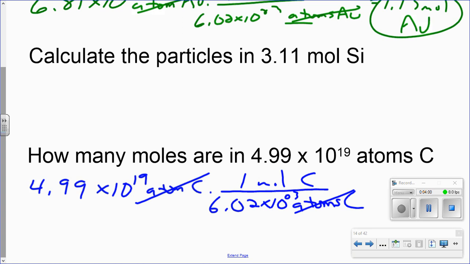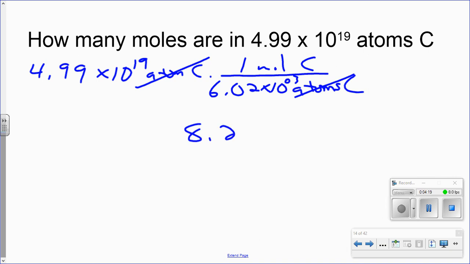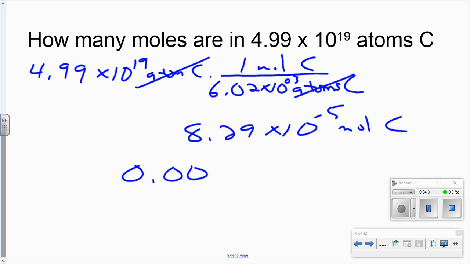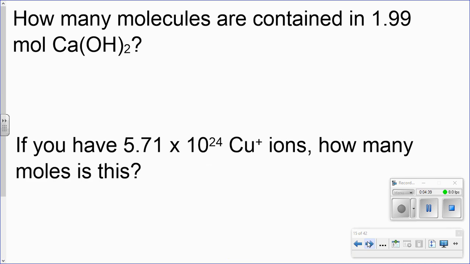Okay? So again, let's work with our calculator. 4.99, second function, EE, you just press it once. I know I say EE, that's the name of the button. 19, divided by 6.02, second function, EE, 23. Press equals, and you end up with a very small number, 8.29 times 10 to the minus 5th moles of carbon. Okay, it's a very, very small number. So if your calculator shows it differently, that's the same number. Just don't panic.